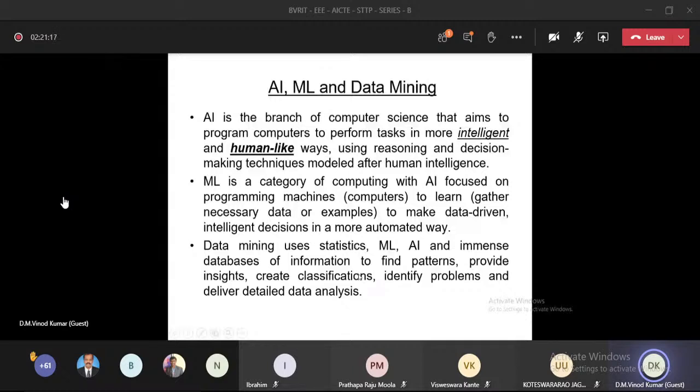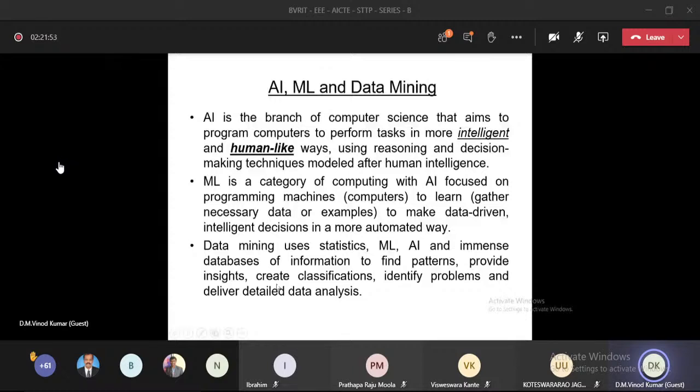Because whatever you use, statistics, machine learning or AI, anything, data is required. Therefore, from the data, what are the patterns? How is it changing? All the data is like numbers, but if you make proper use of it, then you can find patterns. Just like we have seen load forecasting, clustering, several applications we can use. From that, we can make decisions, provide insights, create classifications, identify problems, and deliver detailed data analysis.